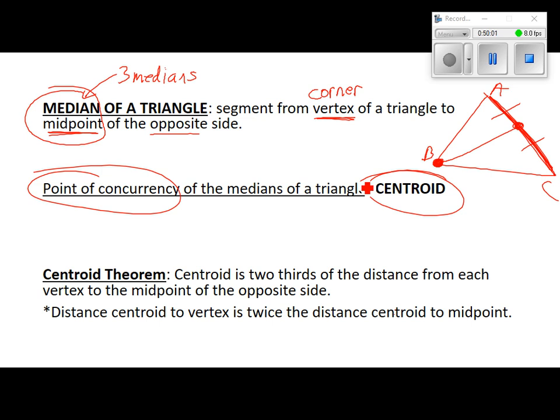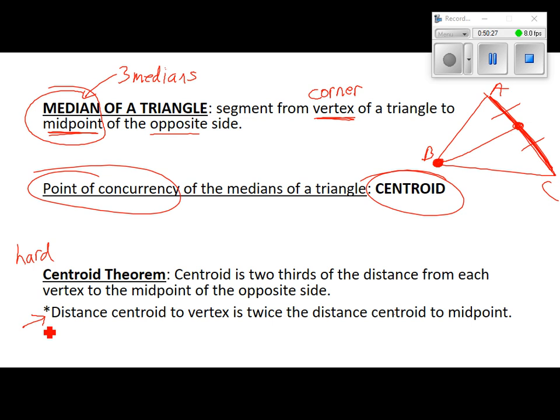The centroid theorem, this one's sort of hard, so listen closely. The way I explain it, the second way is not hard. It's sort of easy, but it's confusing. The first way, you've got to know both ways though. The centroid is 2/3 of the distance from the vertex to the midpoint of the opposite side.